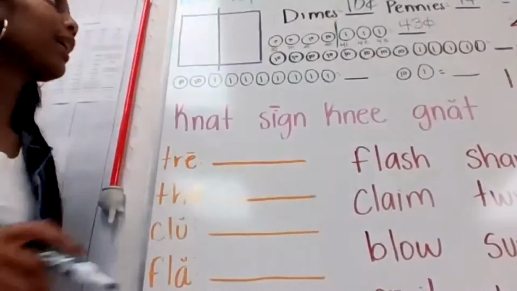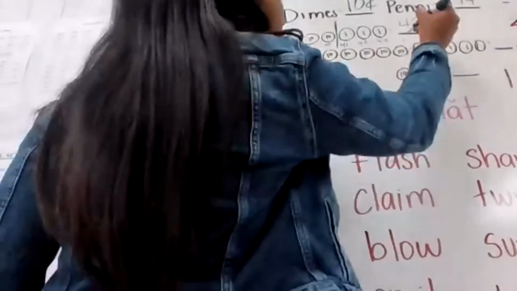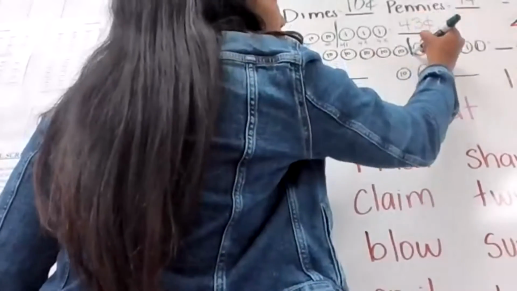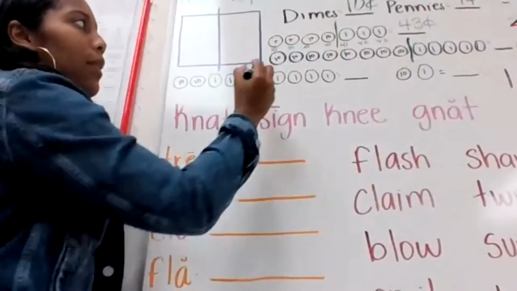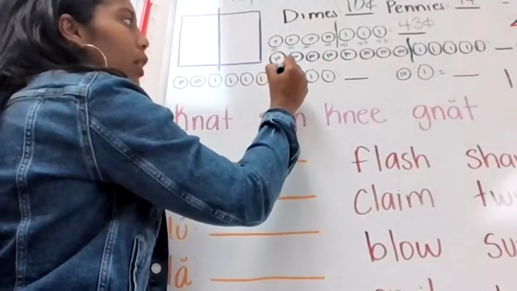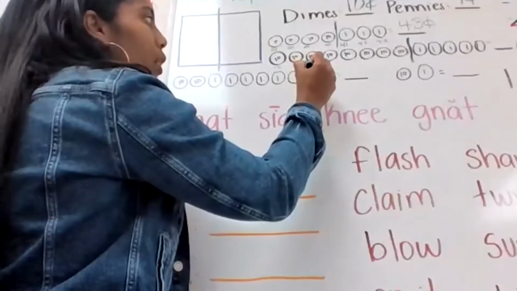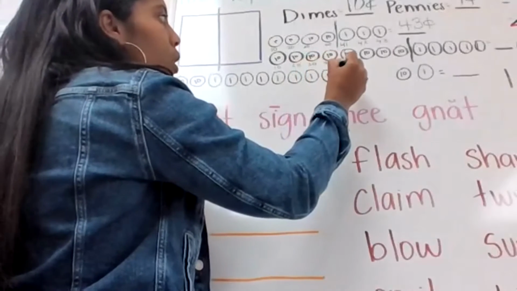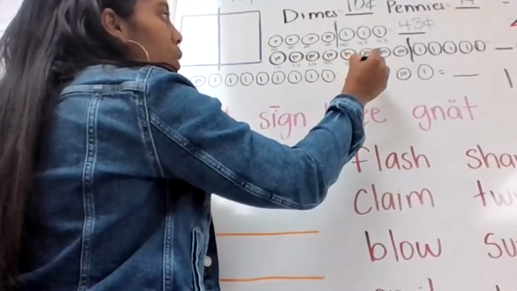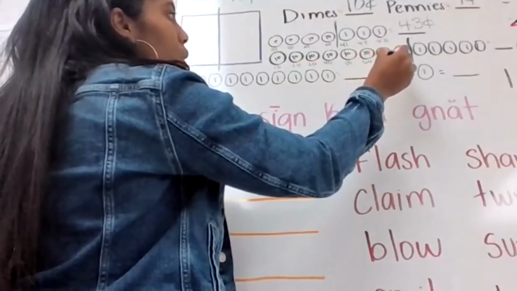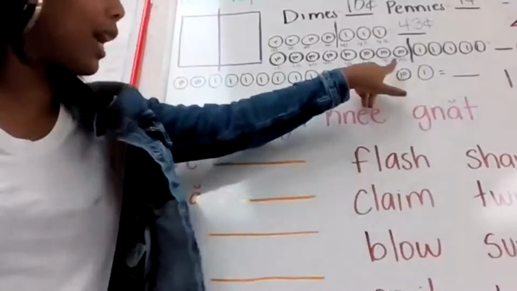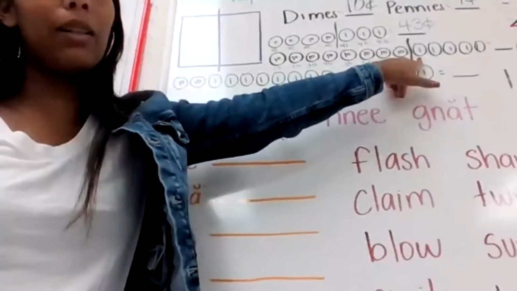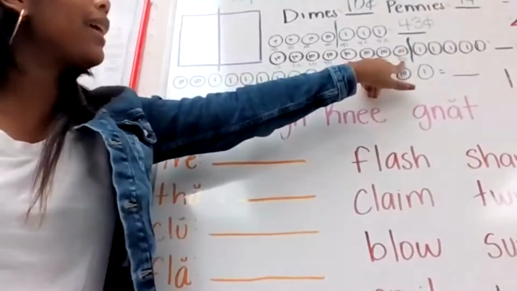Okay? So next I have 8 dimes in this one and 5 pennies. So we'll count this one. Let's start with our dimes. So 10, 20, 30, 40, 50, 60, 70, 80. Okay, now I can't say 90 because it stops here. If I say 90, that's incorrect. So I went to 80.